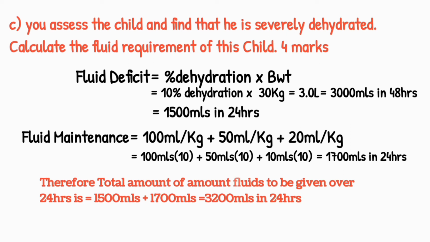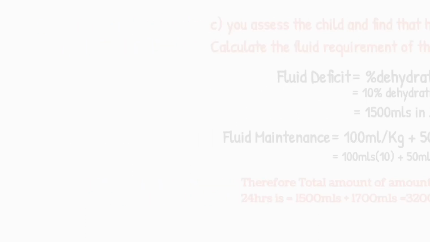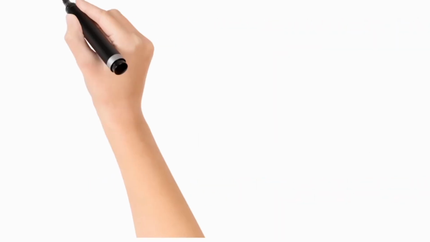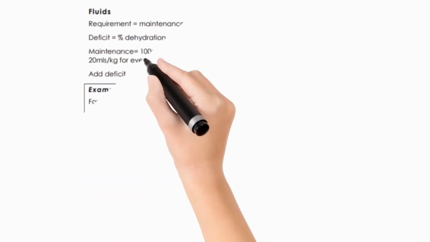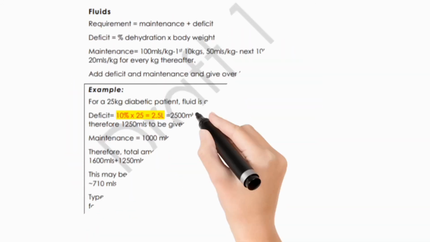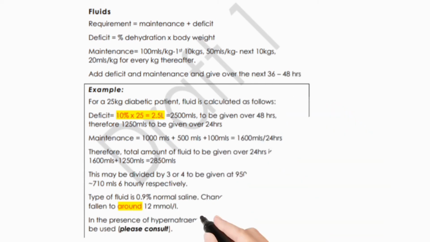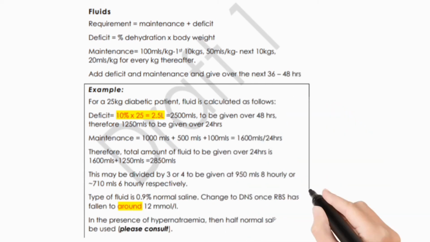But I think there is another point, an extract I took from the local guidelines here. So let's go on to the next part. So this is the draft, which is for the fluid replacement, maintenance and deficit in DKA in pediatrics. So this question asks about the requirements. The requirements is just the maintenance plus deficit. So that's it.